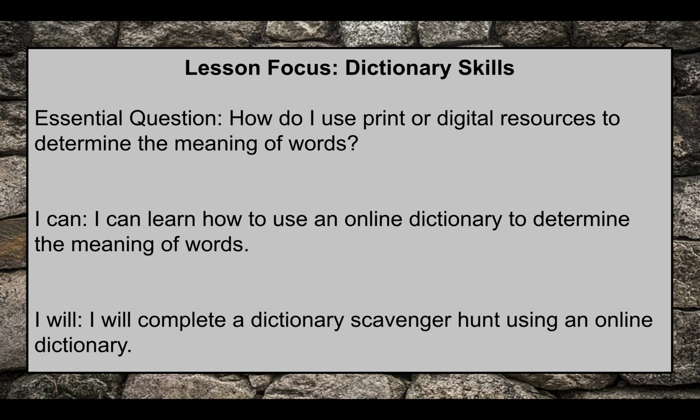Today's focus will be dictionary skills. The essential question for this lesson is: how do I use print or digital resources to determine the meaning of words? The I can statement for this lesson is: I can learn how to use an online dictionary to determine the meaning of words. And the I will statement is: I will complete a dictionary scavenger hunt using an online dictionary. So for today's lesson, you are going to learn how to use an online dictionary to answer questions about the meaning of words and several other things.